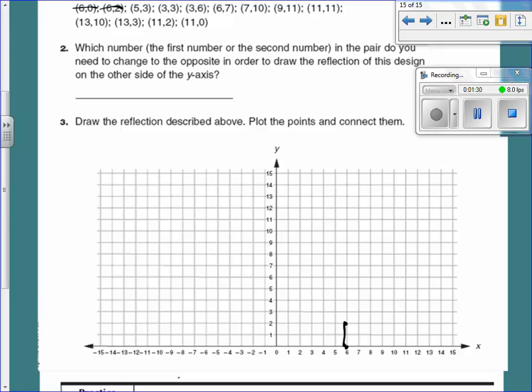Next we have 5, 3. Over 5, up 1, 2, 3. Right away, connect it. Next I have 3, 3. Over 3, up 3, 1, 2, 3. Plot a point. Connect it. It's a little hard to make the connections on the smartboard here. Next we have 3, 6. Over 3, 1, 2, 3, up 6: 1, 2, 3, 4, 5, 6. Make a point. Right away, connect it.